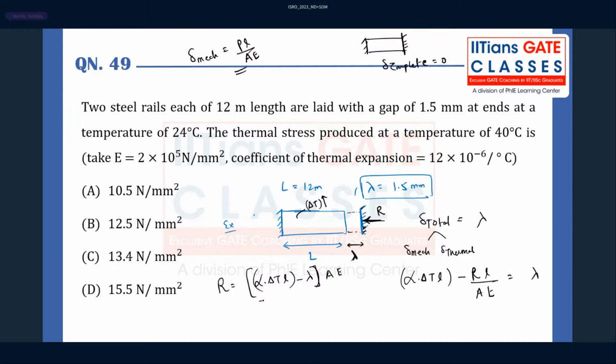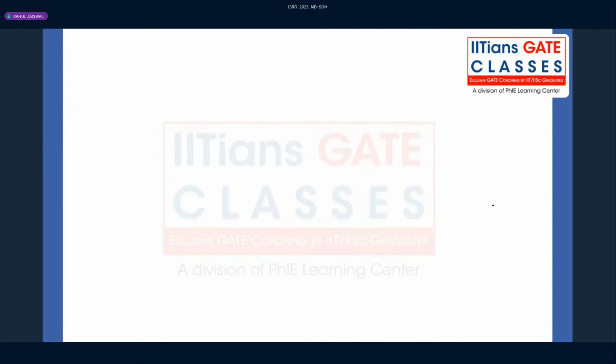AE divided by L. That is the reaction force offered by that support, but we are not interested in the calculation of reaction force. We are very much interested in the calculation of thermal stress. That is nothing but R divided by A. So when you write thermal stress, it is alpha into delta T into L minus lambda into E by L.